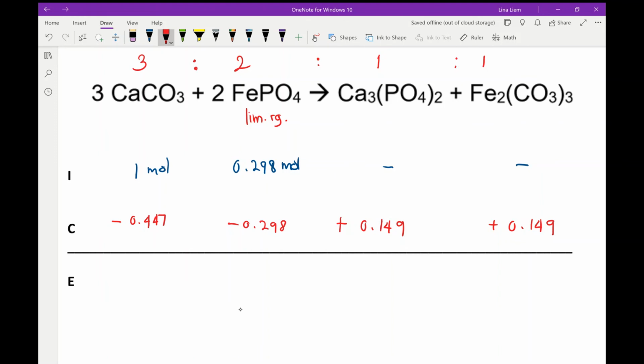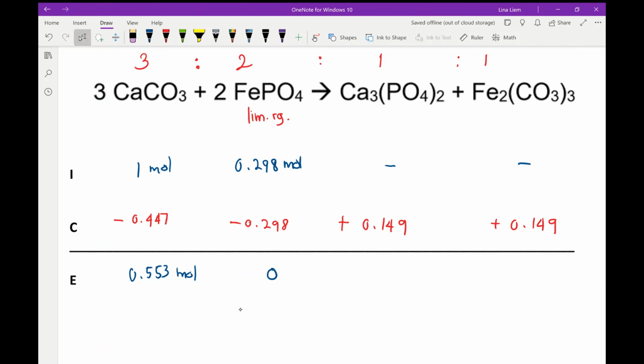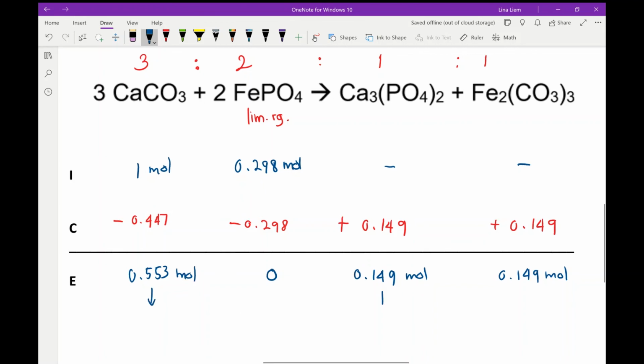And at the end, at equilibrium, you still have 0.553 mole calcium carbonate remaining, none of the iron phosphate because it's the limiting reagent, and 0.149 mole for each of the products. Now convert mole back to mass.